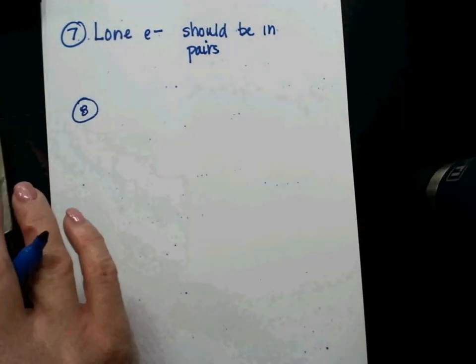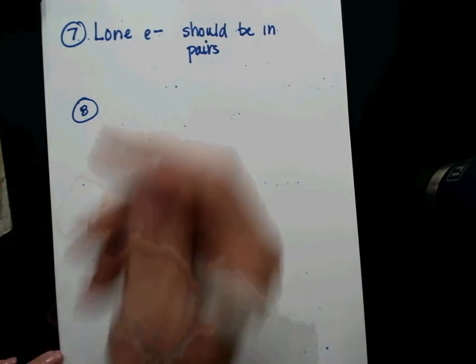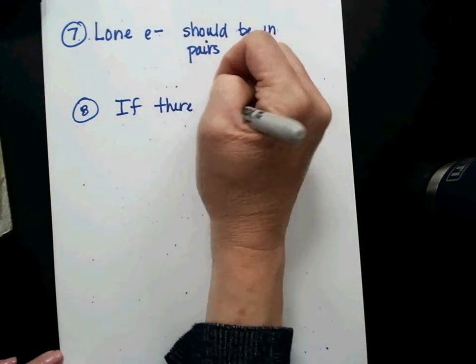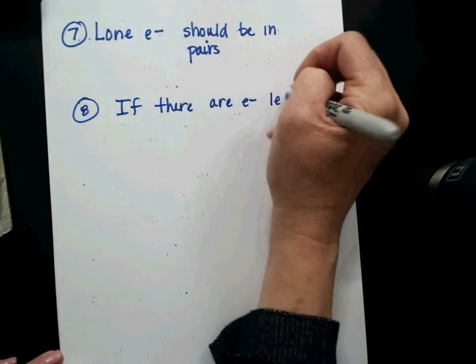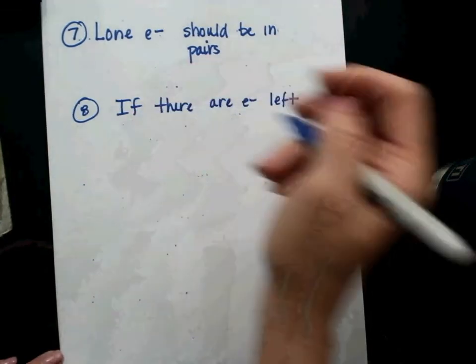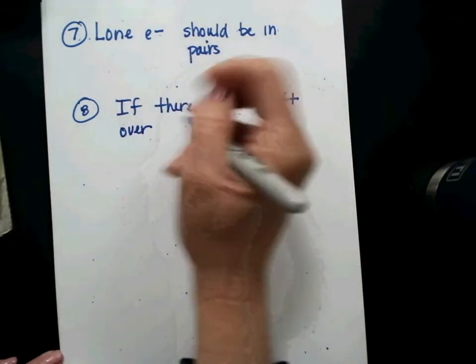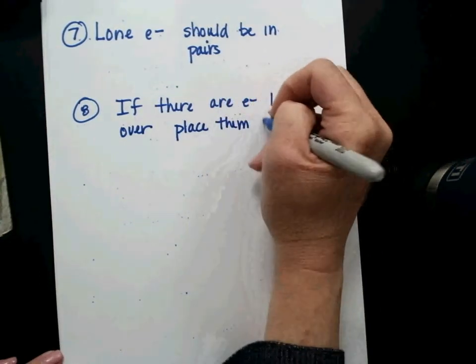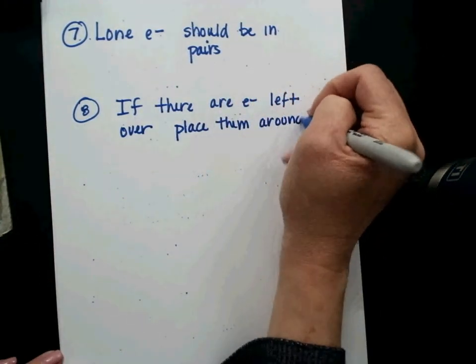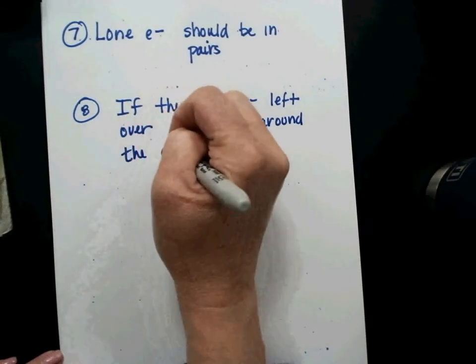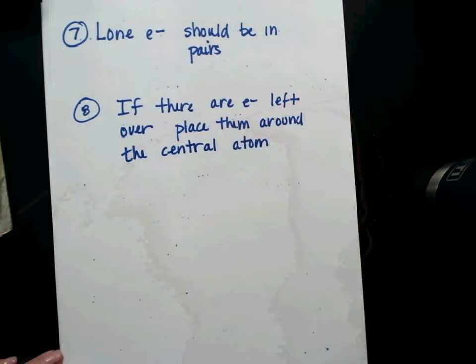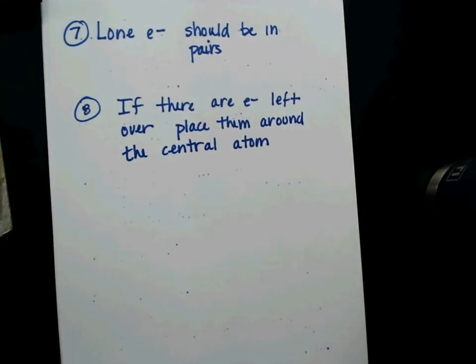When you've got all that done, and everybody's got all their octet, if there are electrons left over, place them around the central atom. I'm going to show you what that looks like.